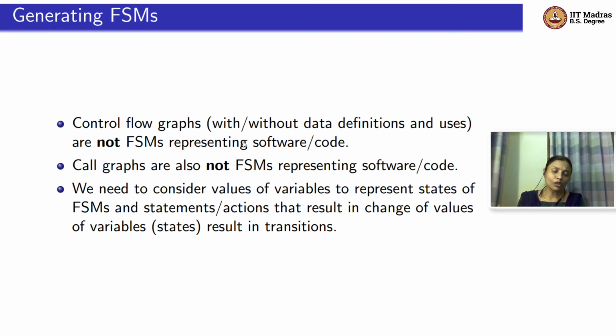So control flow graphs, data flow graphs, and call graphs are structural entities. Finite state machines represent the behavior of software. So we need to consider the change in the values of all the variables, which will represent the states of the finite state machine, and actions that will result in the change in the values of the variables, which result in transitions.